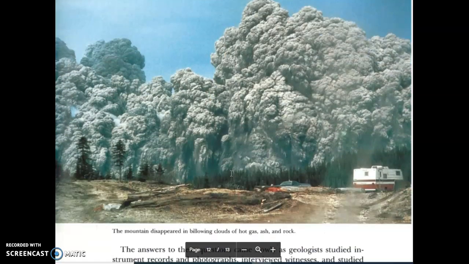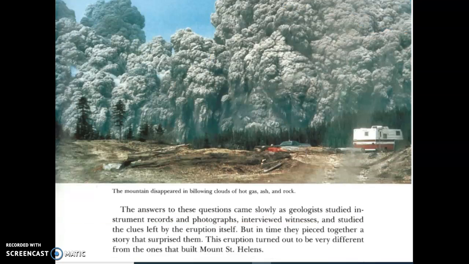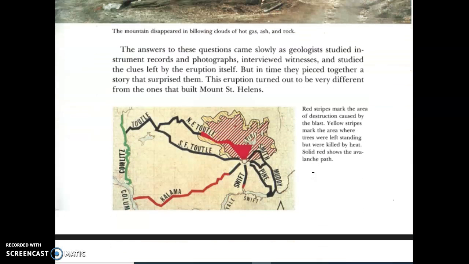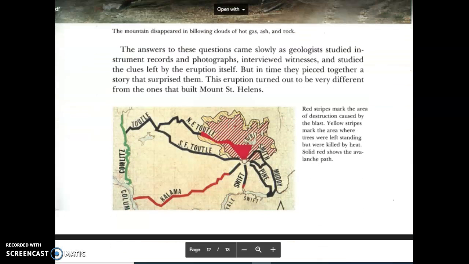Just have a couple more. And this here says the mountain disappeared in billowing clouds of hot gas, ash, and rock. That's pretty scary. Another picture here is a kind of a map of the area again.